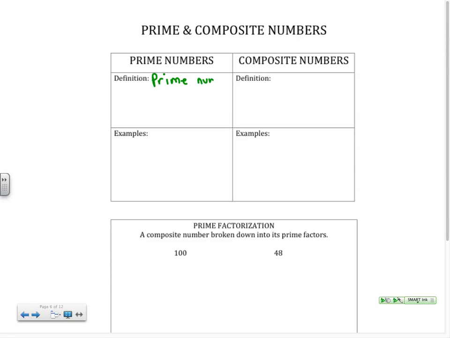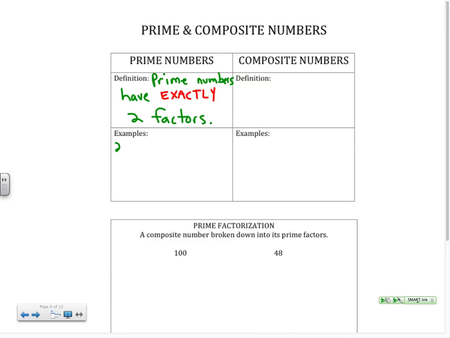Prime numbers have exactly two factors. Exactly means no more than 2, no less than 2. And let's start by looking at some examples.